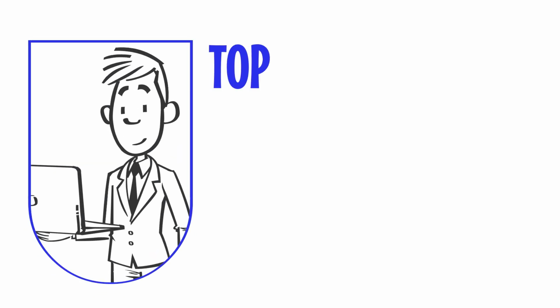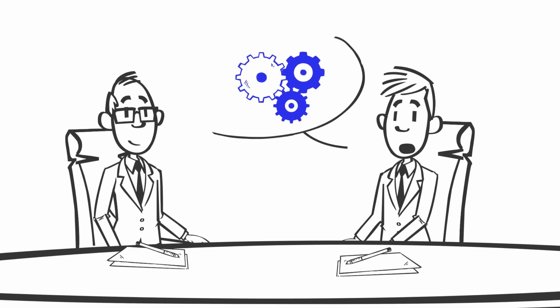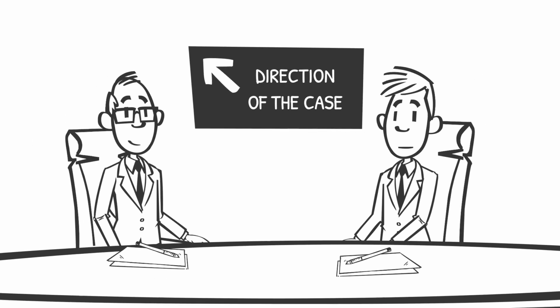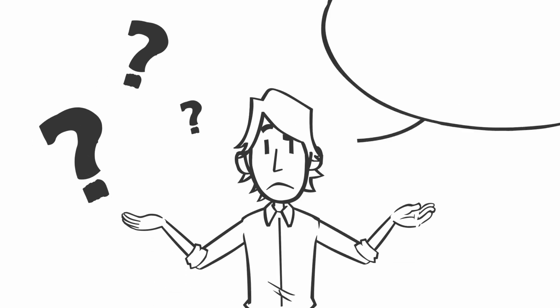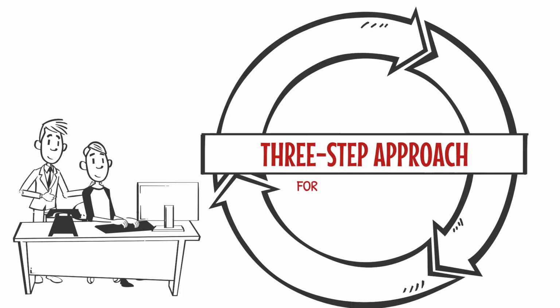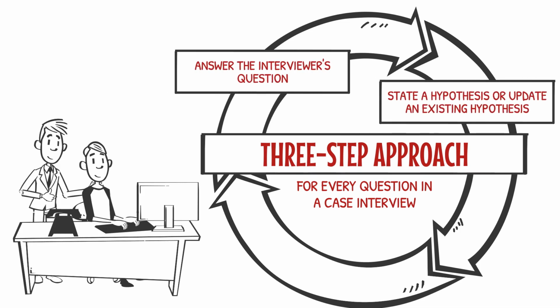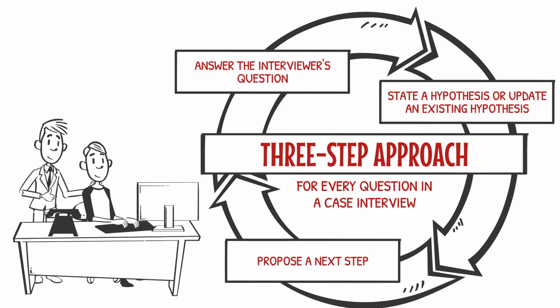The top 1% casers are all extremely proactive during the case interview. They make the effort to think critically and drive the direction of the case. So how exactly do they do this? There is a simple and repeatable 3-step approach that you should take for every question you get asked in a case interview. For every question in a case interview, you should answer the interviewer's question, state a hypothesis or update an existing hypothesis, and finally propose a next step.